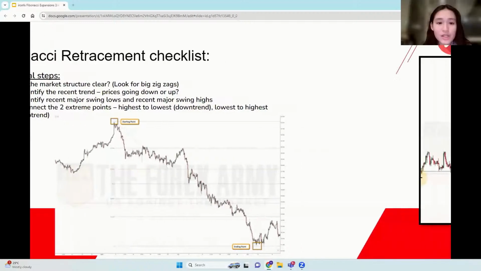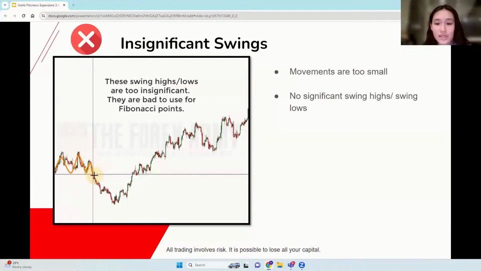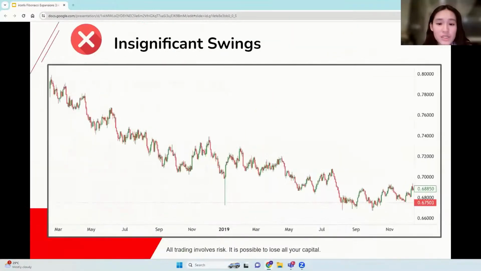Okay, so let's look at what exactly constitutes a significant swing. So firstly, here, let's look at an incorrect example. So here we have insignificant swings. So you can see in the example here, these swing highs and swing lows are too insignificant. So they're too insignificant to use as Fibonacci points. Okay, because the price movements are too small and there's no significant price movements. So here's another example. You can't really see any significant shape.